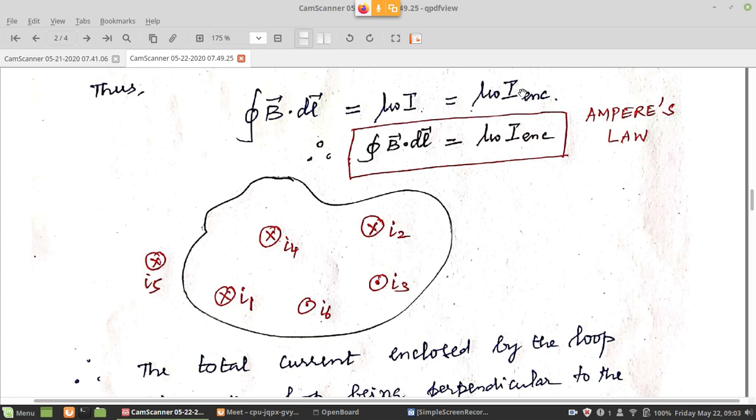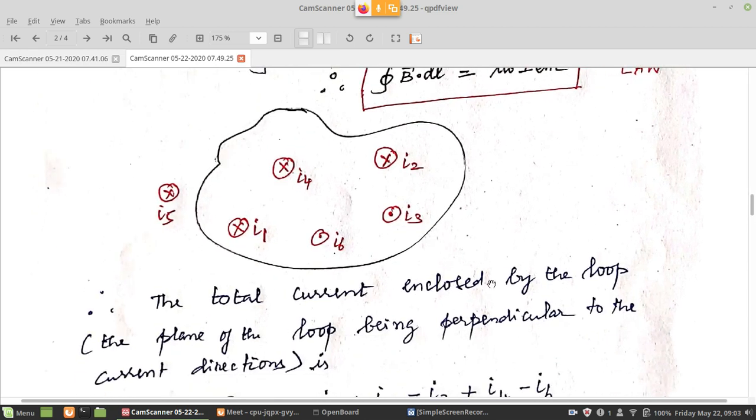So that current enclosed will give me the magnetic field produced by all these current-carrying wires together, carrying currents I1, I2, I3, I4 and I6. If I extend the loop and include this also, then I5 also will be enclosed in the current enclosed. So wherever I want the magnetic field, I can surround that current wire with an Amperian loop and calculate the magnetic field due to any current-carrying elements. So that is the strength of Ampere's law.